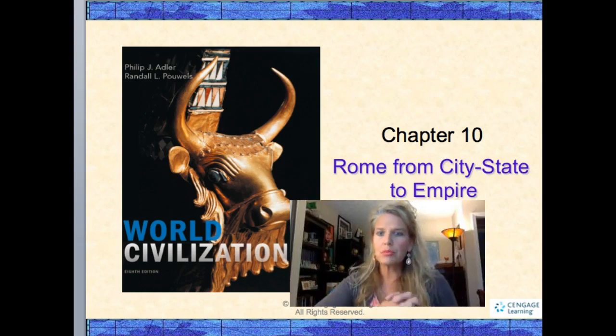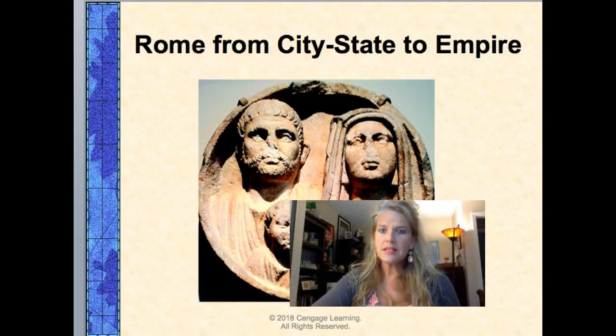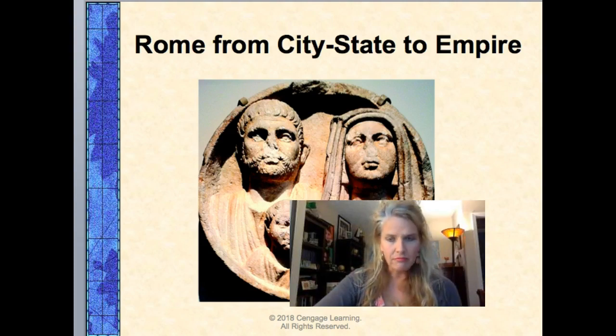Chapter 10, Rome from city-state to empire. This is a tomb engraving, and they're showing different tomb engravings. In your chapter 10, there are some beautiful things that were written. If we get a moment, maybe I'll read some of them to you. In the textbook, tributes to wives that were lost, to husbands that were lost, to children that were lost to death and passed away.